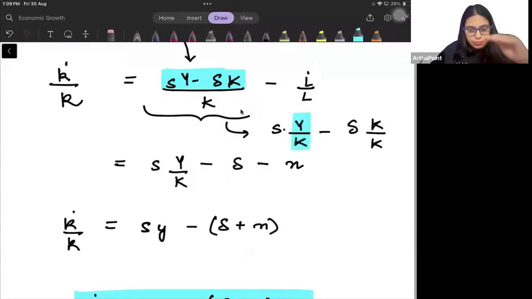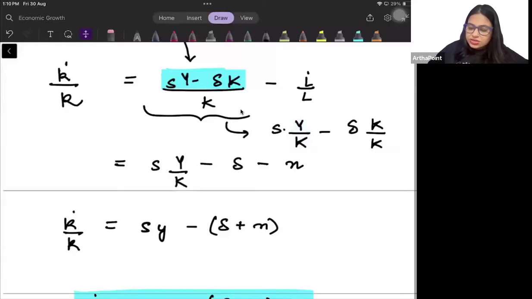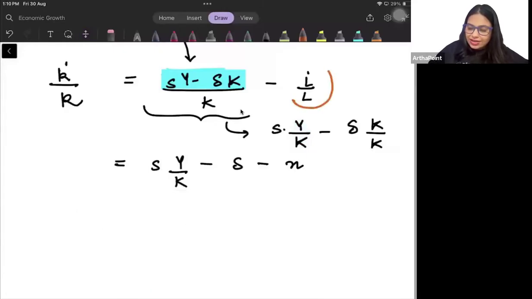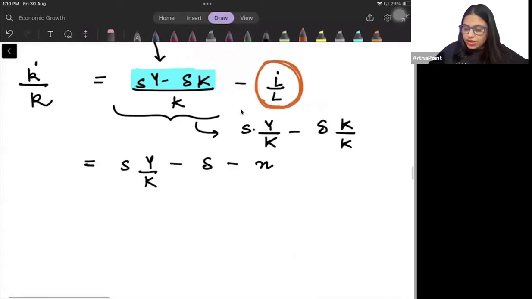ठीक है, output per unit of labor, not Y by K, is small y. I will keep this as Y by K only for now. And this is going to be minus delta K by K. ठीक है. Now what I am going to do is that here, instead of change in labor upon labor, I am going to replace this with n. This is the growth rate of labor.